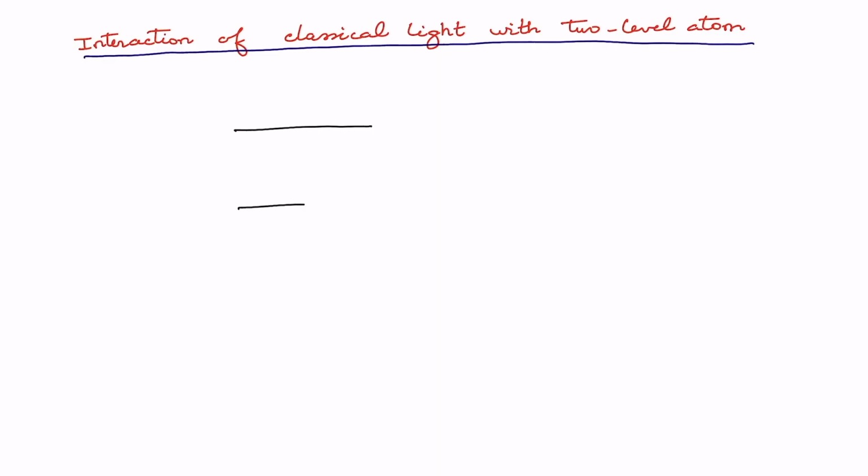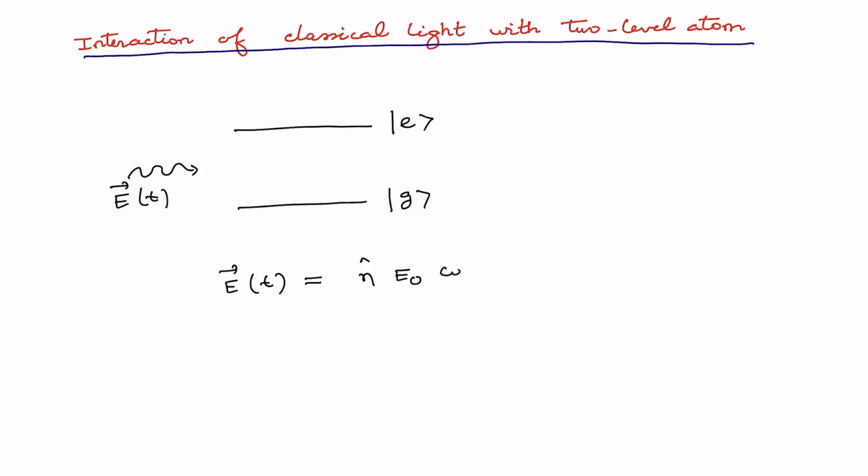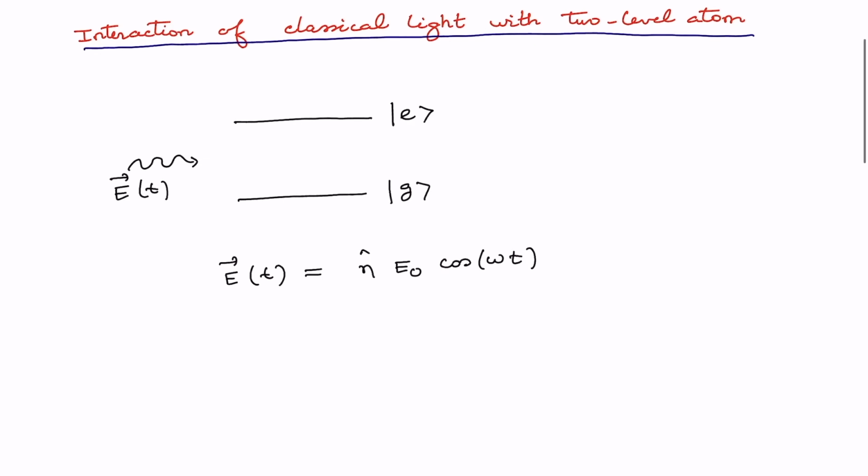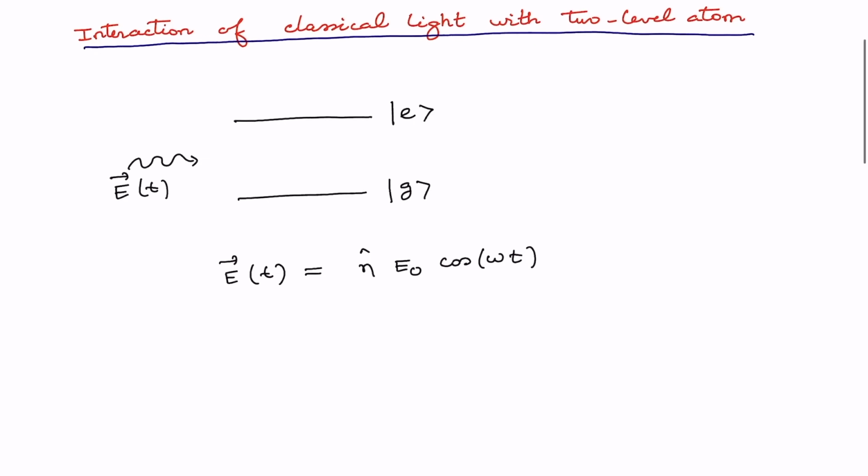Consider a two-level atom having ground state represented by |g⟩ and the excited state represented by |e⟩, and a monochromatic light field is incident on the atom, and the electric field of the light field is represented as E(t), where E(t) is given by this expression: η cap, the polarization of the light field, E0, the amplitude of the light field, and cos ωt, where ω is the angular frequency of the light field.